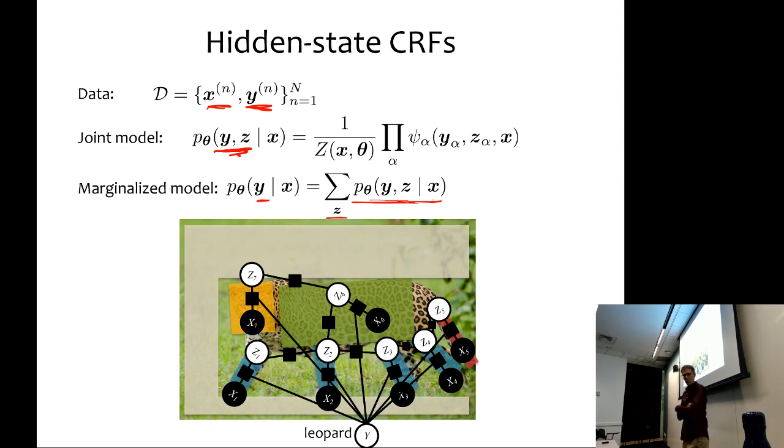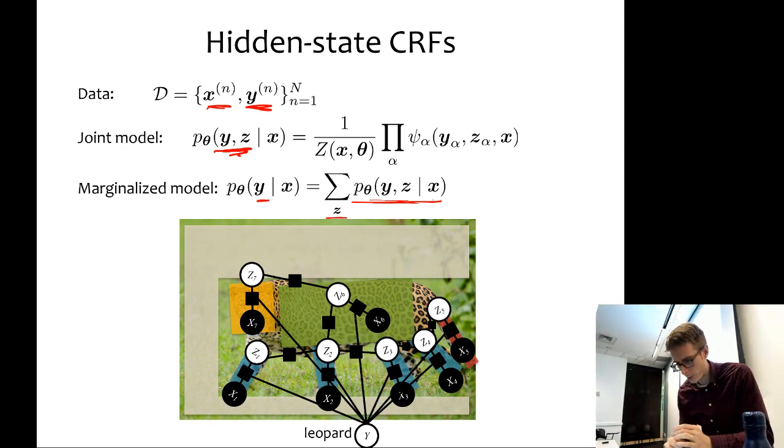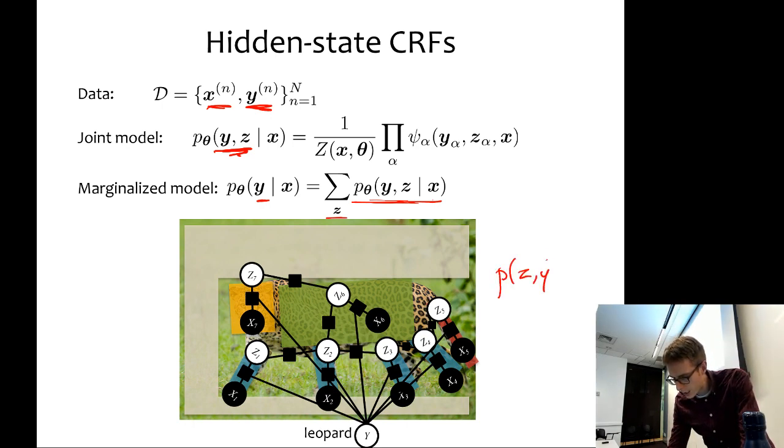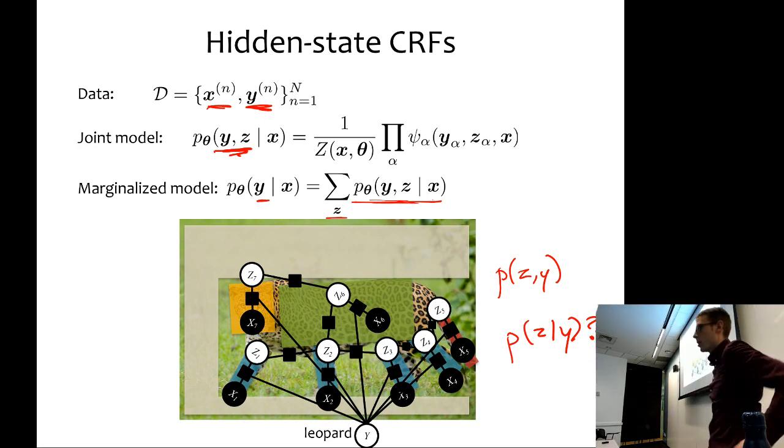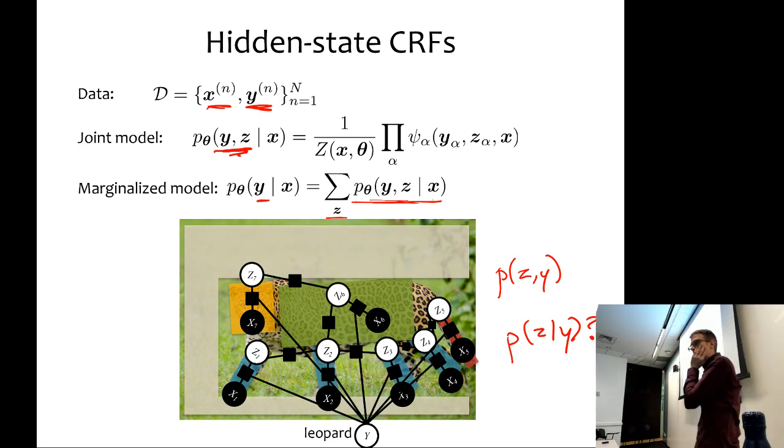Okay. But if we do it for this, they're going to be marginals of p of, you know, z and y. So how do we get marginals of just z given y? Yeah. Oh, that's an interesting thought. But there's actually something simpler.